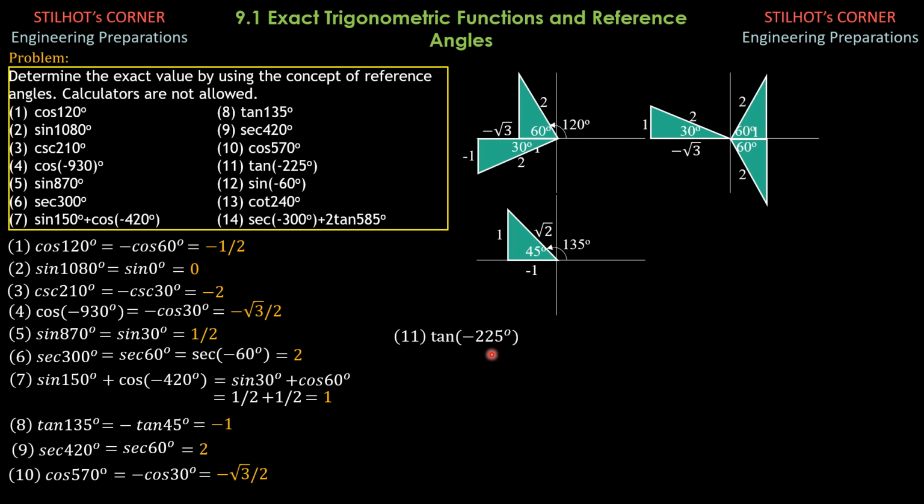So tangent of negative 225 degrees is like negative tangent of positive 45, but you just base it on the figure. Anyway, you can analyze it. Opposite over adjacent, 1 over negative 1, it is negative 1.